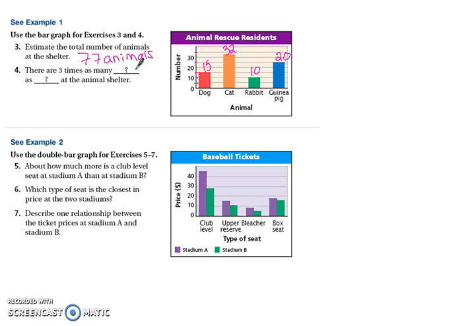There are 3 times as many what as what? So look over your chart. There's 3 times as many something as something. Well, there's 2 times as many guinea pigs as rabbits. I would say there's about, it's not quite, but there's about 3 times as many cats as there are rabbits.